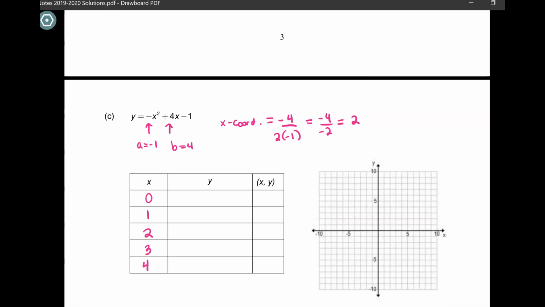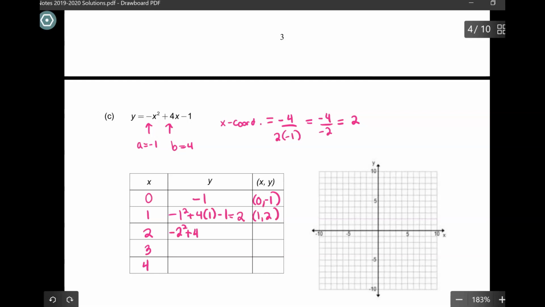So again, when you're doing the table of values, just have your calculator next to you. You don't have to do a lot of this by hand. So if I plug in 0, we'll have 0 squared plus 4 times 0. So we'll actually get a -1. So 0, -1. Plug in 1, so that'll be -1 squared plus 4 times 1 minus 1. So that'll be -1. Now notice this is not in parentheses. So when the negative is on the outside, we keep that value negative. So it's going to be -1 plus 4 minus 1. So I get 2.